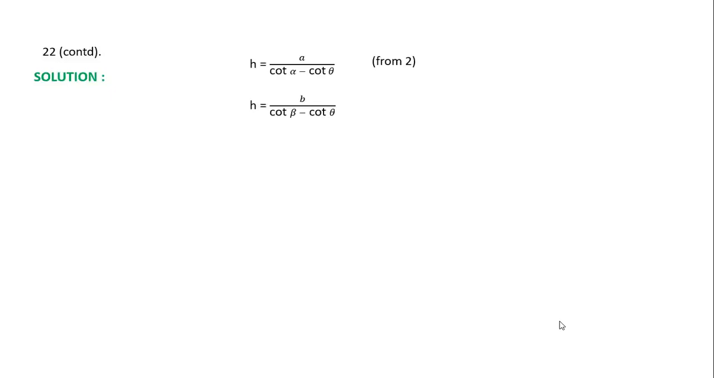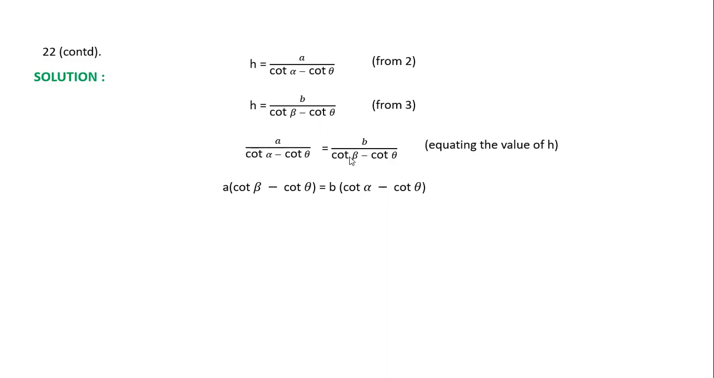H from second, H from third, equate it. Equating the value of H, cross it. A into cot beta minus cot theta is equal to B into cot alpha minus cot theta. Open the bracket. A cot beta minus A cot theta is equal to B cot alpha minus B cot theta. B cot theta, bring this one this side, B cot theta minus A cot theta is equal to B cot alpha minus A cot beta.